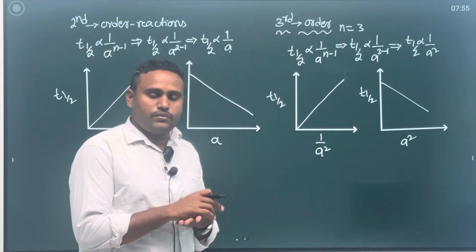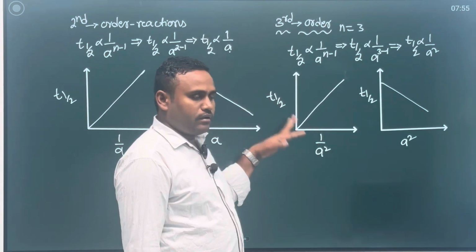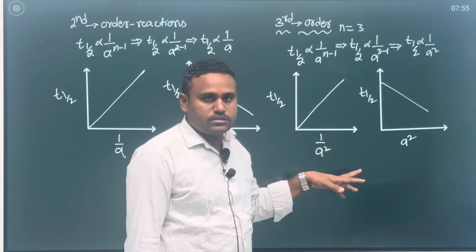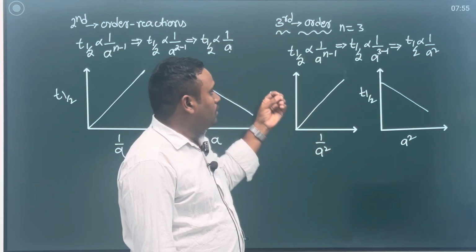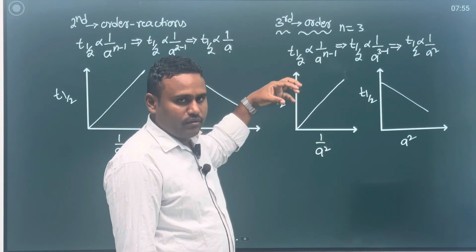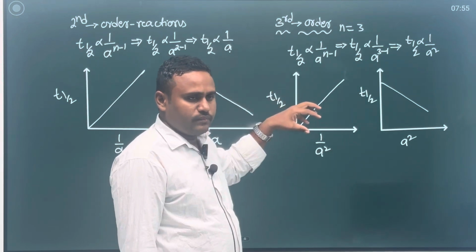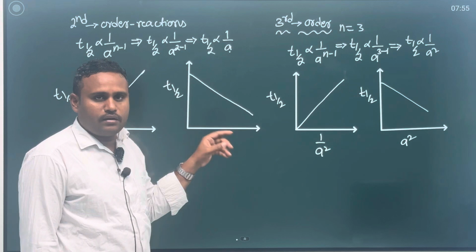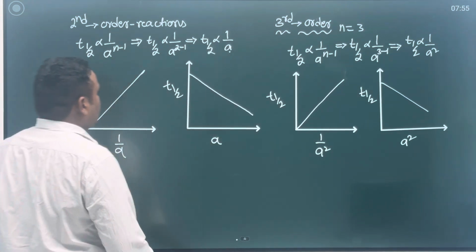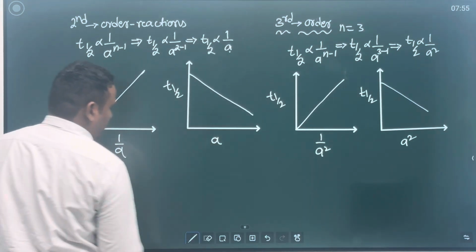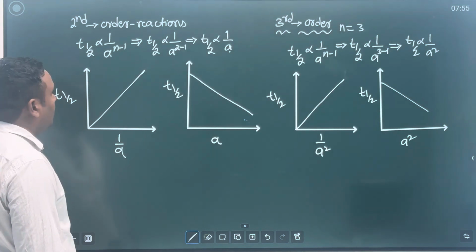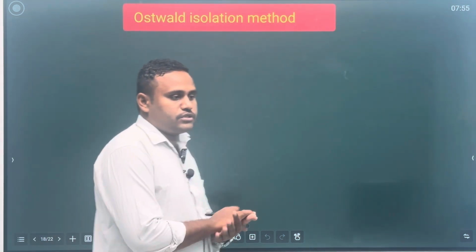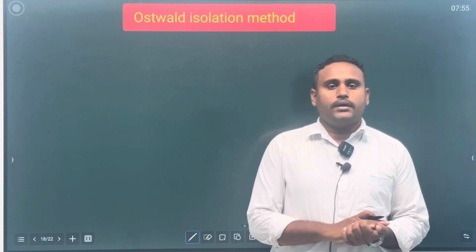Which means we do the experiments and we draw the graphs between T half and the initial concentrations. So we are going to get any one of these different types of graphs, and we match those graphs with the different orders of reactions. Okay, right. So this is the graphical method. Next, the Ostwald isolation method.